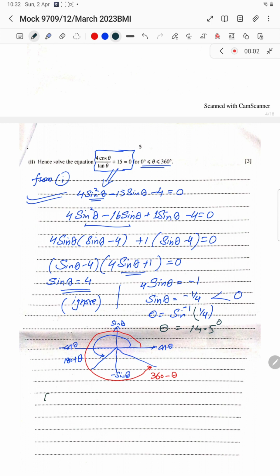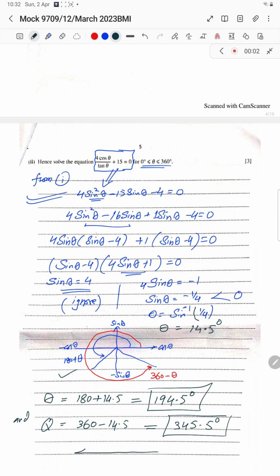So the final answer: theta can be in the third quadrant, 180 plus 14.5, and that gives you 194.5 once you add it. And in the fourth quadrant, theta will be 360 minus 14.5, which on calculation gives you 345.5 degrees. So these are the two results for the given equation. I hope it is clear. Let's proceed to the next question.